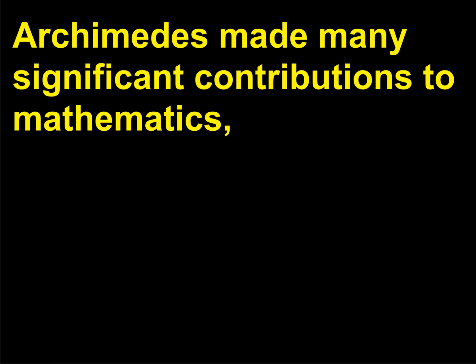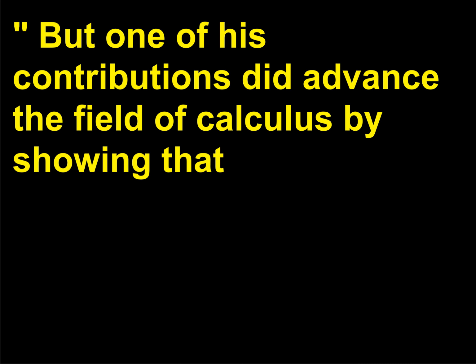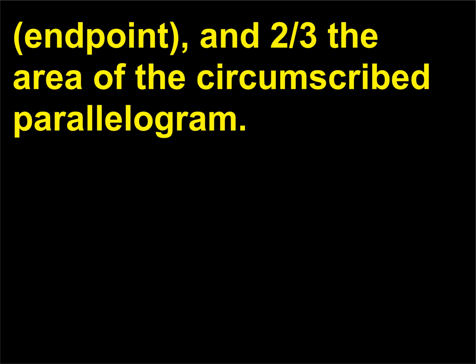Archimedes made many significant contributions to mathematics, though not all mathematicians would agree with the label "most significant." But one of his contributions did advance the field of calculus by showing that the area of a segment of a parabola is 4/3 the area of a triangle with the same base and vertex, endpoint, and 2/3 the area of the circumscribed parallelogram.